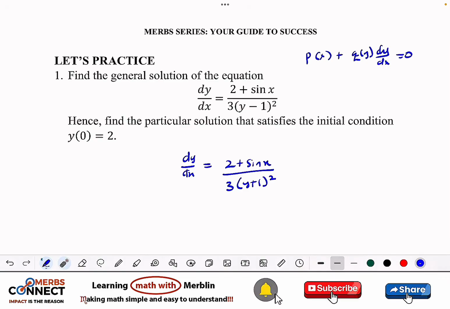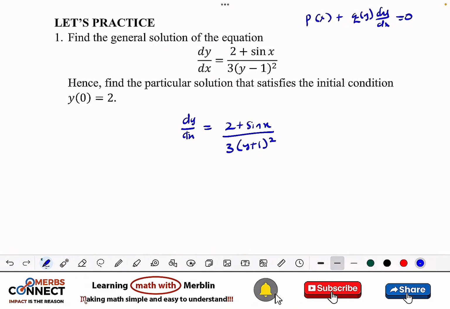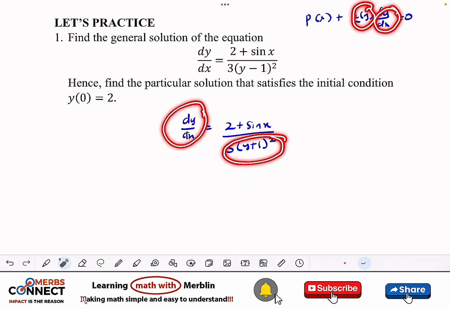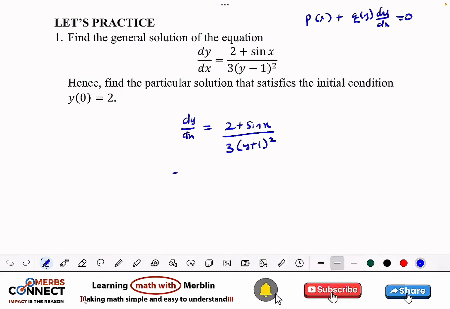Basically, we have only x terms and only y terms, so we don't need to do any simplification. What we just need to do is multiply the y term by dy over dx, because the y term is with dy dx. So I'm going to have (3y plus 1) squared dy over dx is equal to 2 plus sine x.